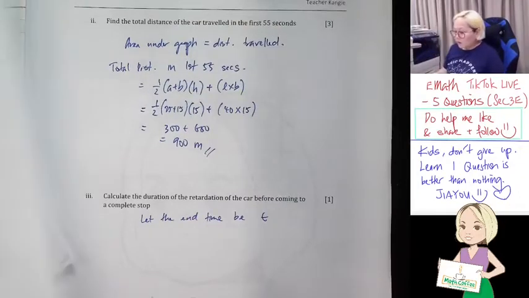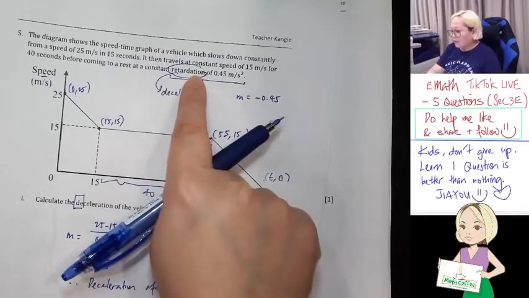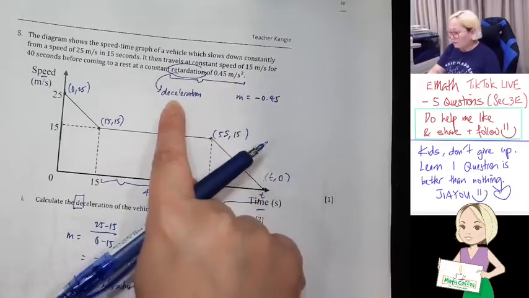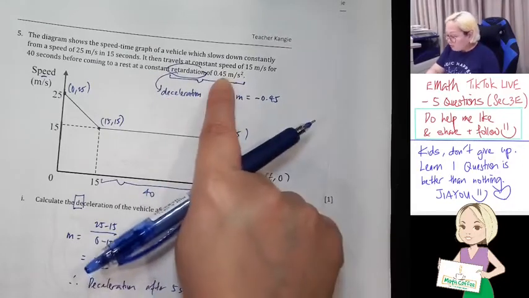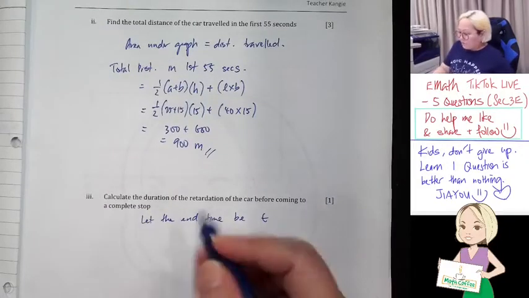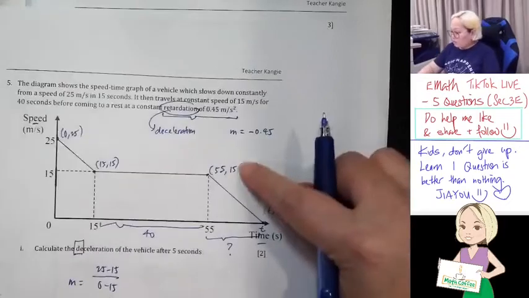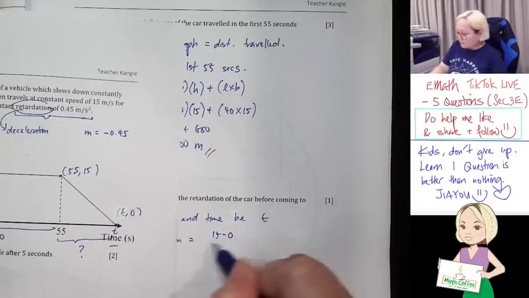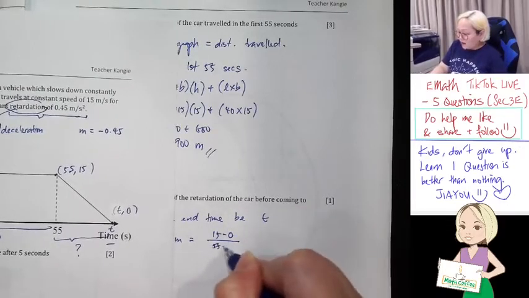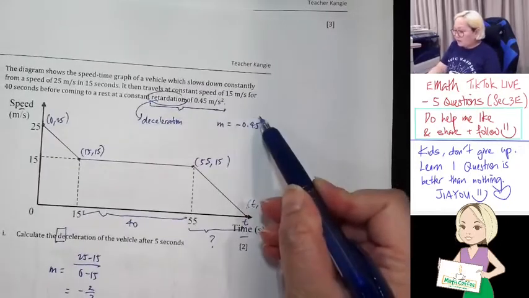Okay, so I'm going to let the end time be t. Remember just now they tell me retardation is 0.45. So deceleration is 0.45, gradient is negative 0.45. So back to here, I will find my gradient first. My gradient will be equal to y1 minus y2, which is 15 minus 0 over 55 minus t. And our gradient, we know that it is negative 0.45.